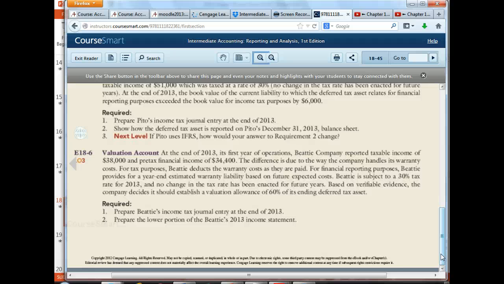Beatty's is subject to a 30% tax rate for 2013, and no change in the tax rate has been enacted for future years. Based on verifiable evidence, the company decides it should establish a valuation allowance of 60% of its ending deferred tax asset. So prepare the income tax journal entry for this period.